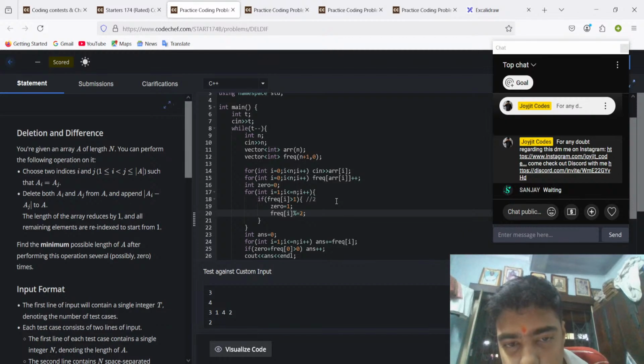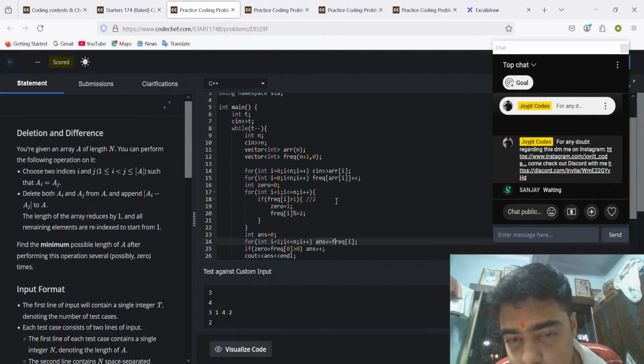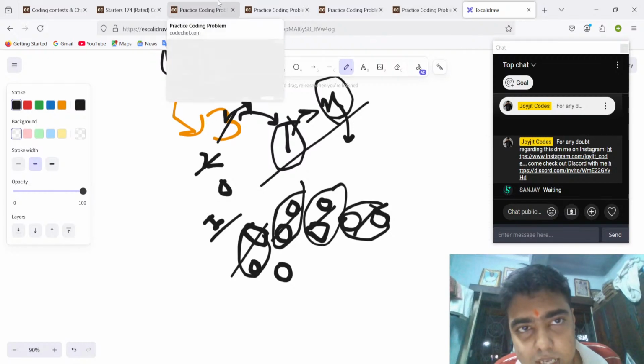And if it is so, we are going to make frequency[i] mod 2. That is, if it is odd, it will be 1, and if it is even, it will be 0, because at the end we are going to add the frequencies to the answer. That is the reason we are going to do it. I just explained you why: from 5 x's we got 1, but if it was 2, we got 0.